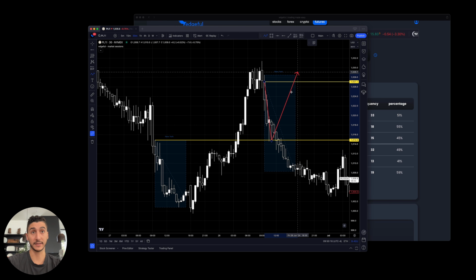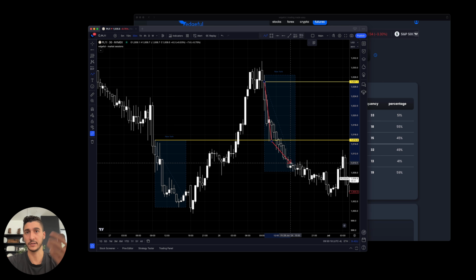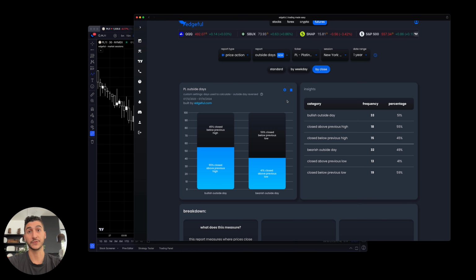You want to expect at least a bounce. In this case, obviously this example, it did continue down, but typically you're going to see a bounce because 55% of the time in the last year, it bounced.